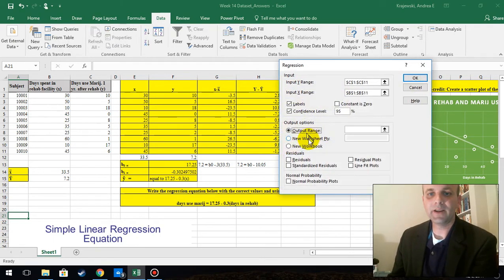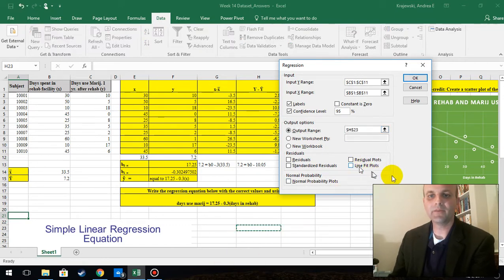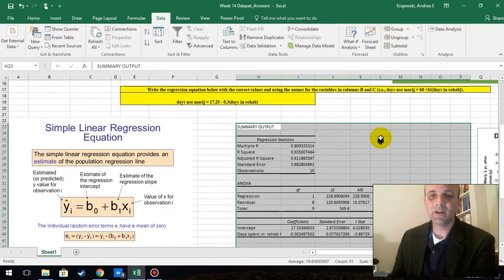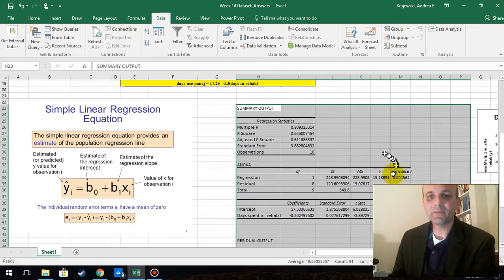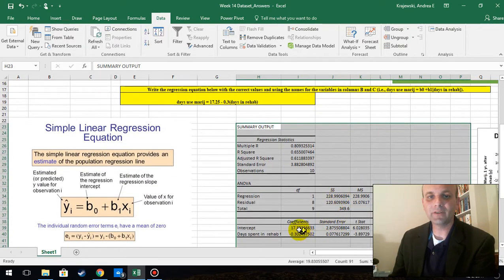And the output range, we want to place that right about here, I think, okay? And for completeness, I want to put this line fit plots, okay? And let it run, all right? Now, these are basically the same types of results I'm going to have here. Well, my calculations are a little off from the intercept there.